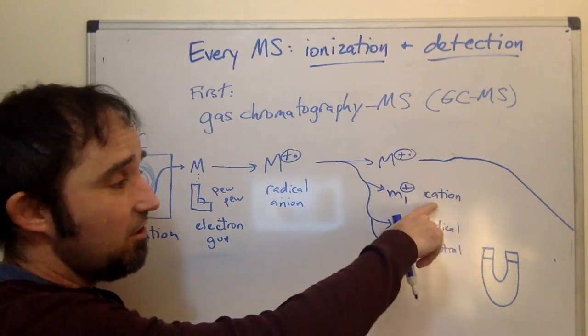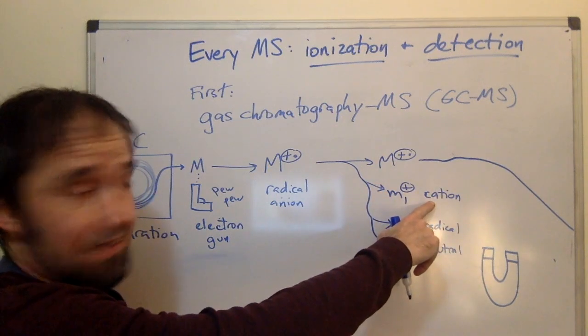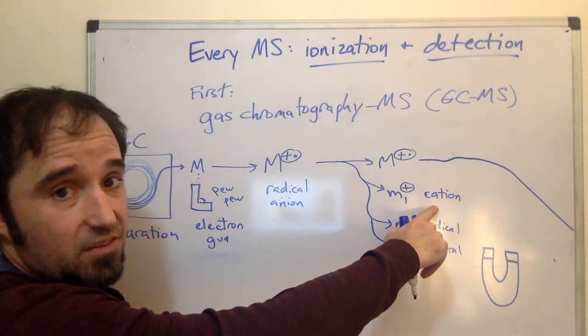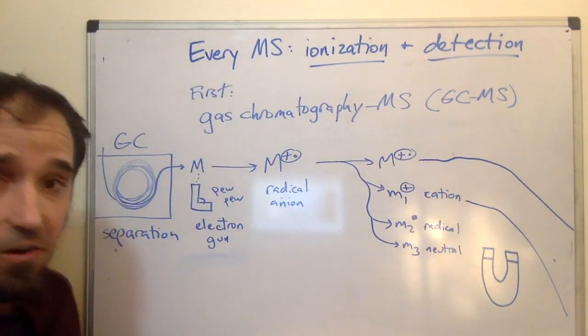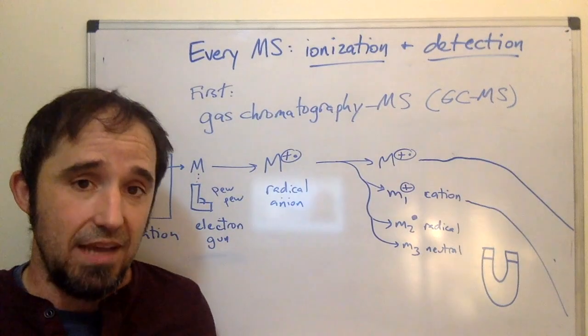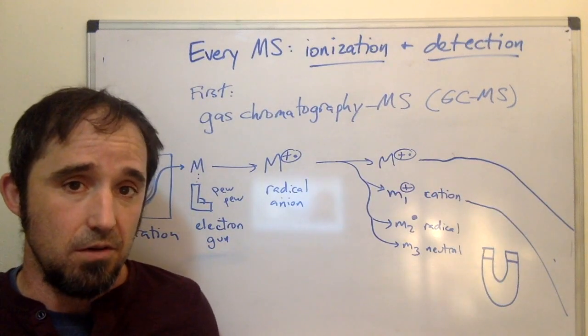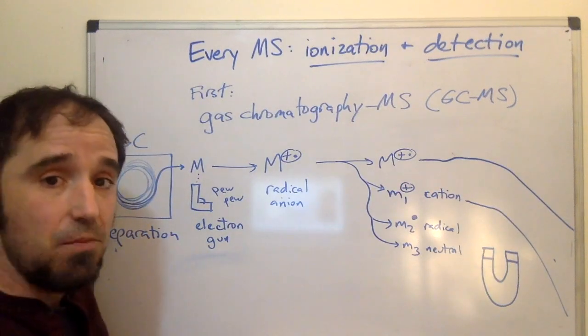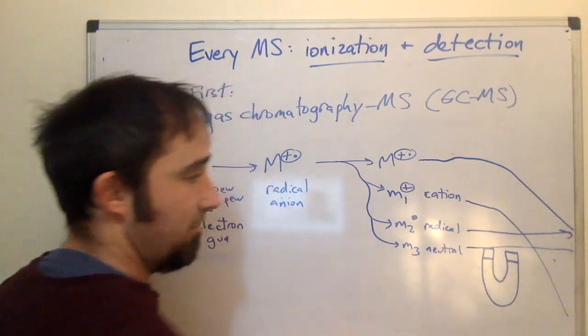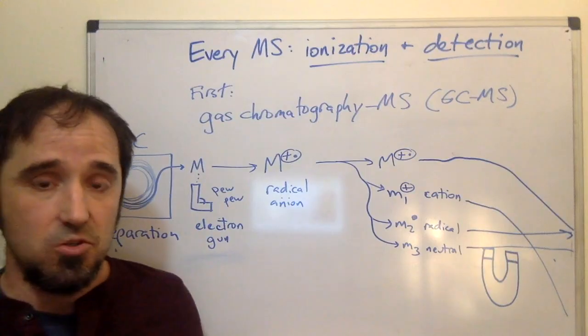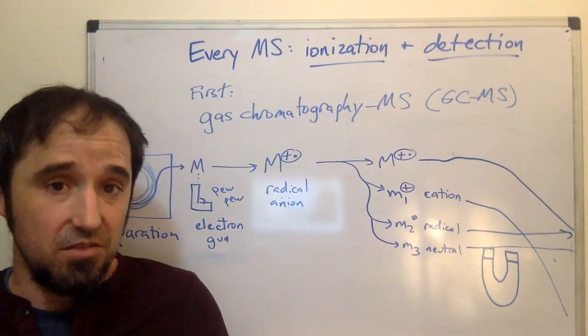This little cation, right? Let's say it's smaller than the big one. So it's going to be deflected even more, right? Because the smaller it is, the less momentum it has, so the easier it is to divert. But all these things without a positive charge, so the neutral compound, even the radical, right? The radical doesn't have a charge. They are going to just keep going straight.